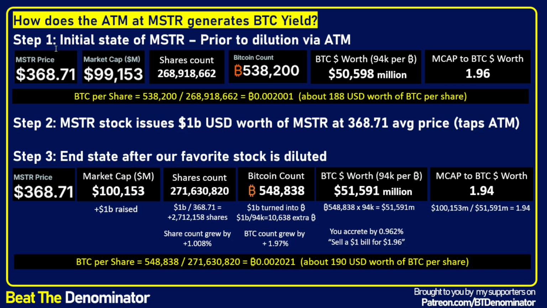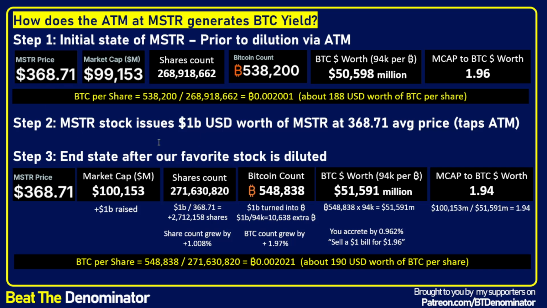Let me go over step 1. Step 1 is the initial state of MSTR. And by the way, we're holding everything constant. We're assuming nothing moves. No change in the price of Bitcoin, barely any change in the price of the stock. We're assuming everything is flat for this demonstration. So, step 1, initial state of MicroStrategy.